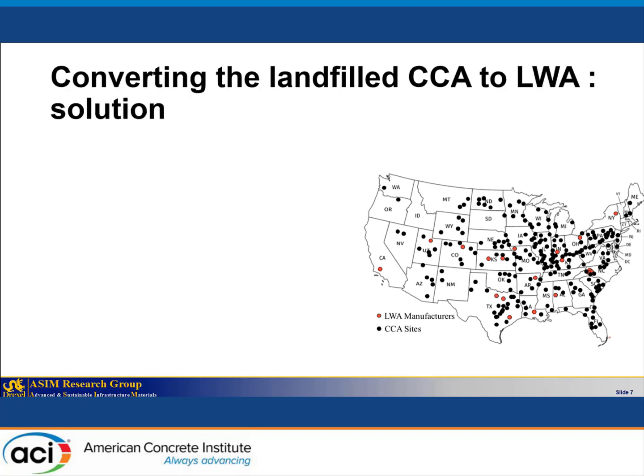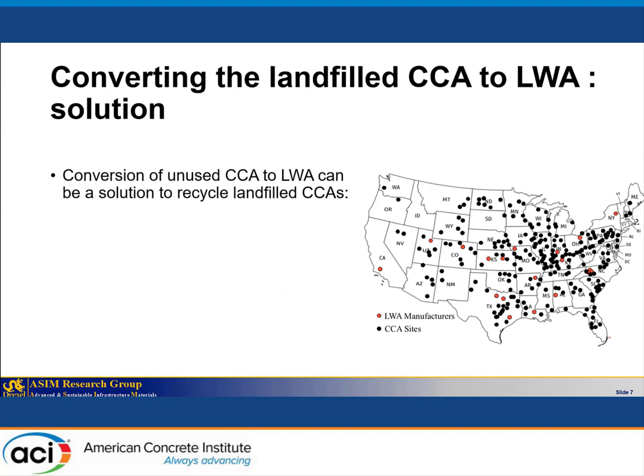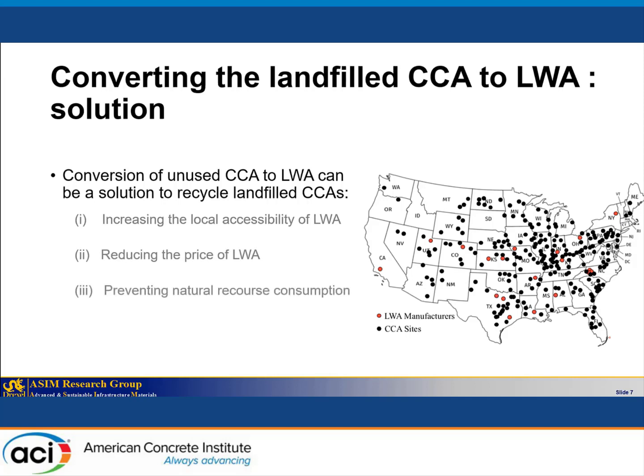So the solution that we're proposing here is, what if we convert the unused or waste coal combustion ash in the landfills to lightweight aggregate? By doing so, we're going to increase the local accessibility of the lightweight aggregate. Therefore, we can reduce the final price of lightweight aggregate. We're going to be able to prevent natural resource consumption, because the typical lightweight aggregates in the market are clay, slate, and shale-based lightweight aggregates, which are natural resources. And finally, we're going to be able to promote landfill diversion.